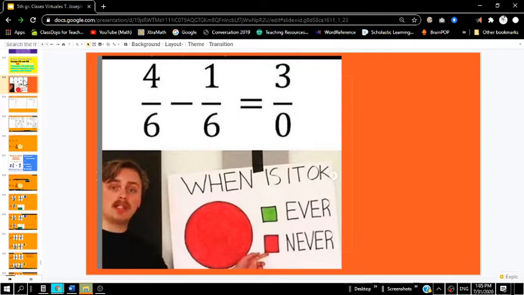So this is kind of a joke just to get the class started. If you are subtracting 4/6 minus 1/6, it could obviously not be 3 over 0 because the 6 needs to stay the same in the denominator spot, right? So this could never ever happen.